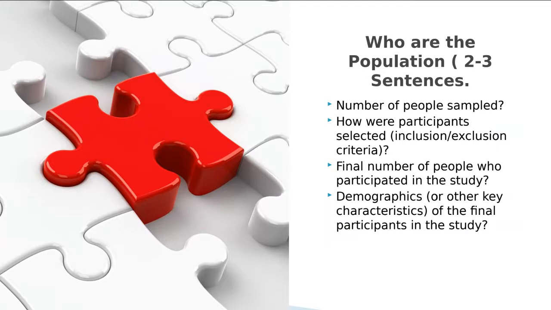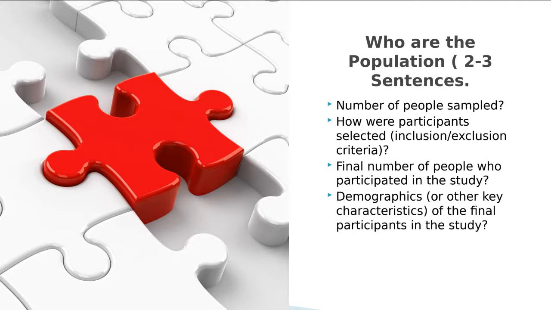Now, one of the most important things that makes you understand if this study can be generalized, because this is the whole point: can we generalize this information to other people? So, for example, if you have 5 people in a study, you cannot generalize, as that is a very small sample. So you have to figure out: is this a good sample? The number of people sampled, you have to tell us that.